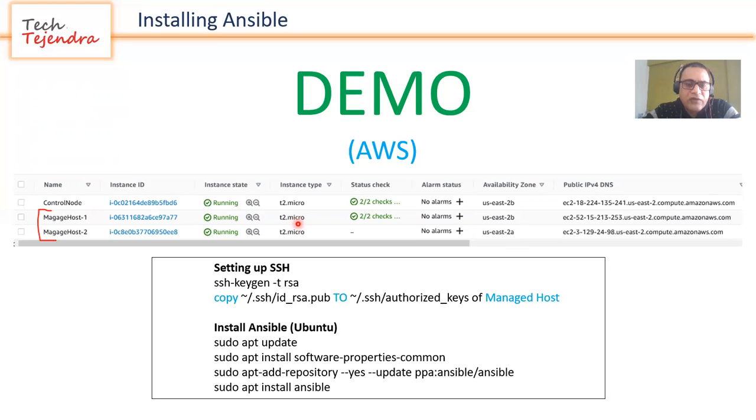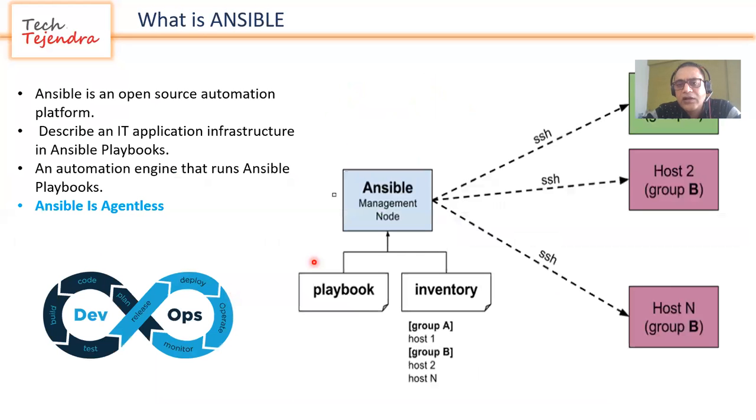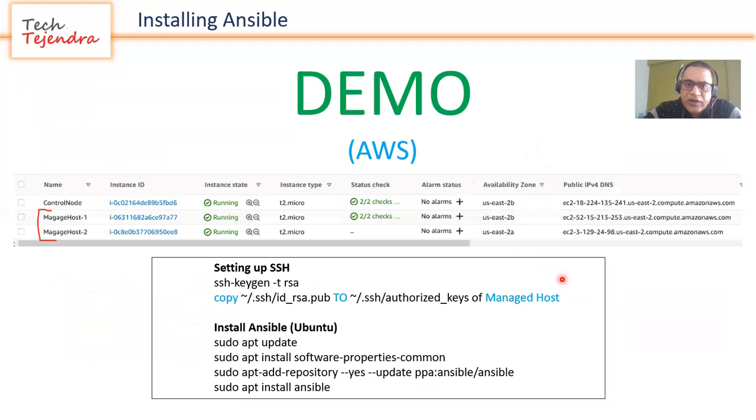How I configured them: in AWS I used Ubuntu. Basically, I created Ubuntu virtual machines there. All 3 machines are Ubuntu virtual machines, and then I have set up the SSH, as I told you that all these things will happen through the SSH. So from my control node, these 2 machines, managed host 1 and managed host 2, must be connected via the SSH.